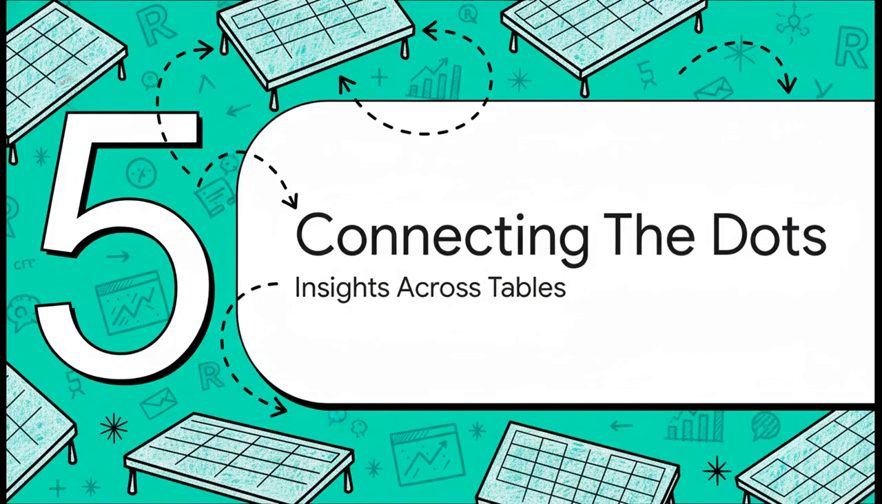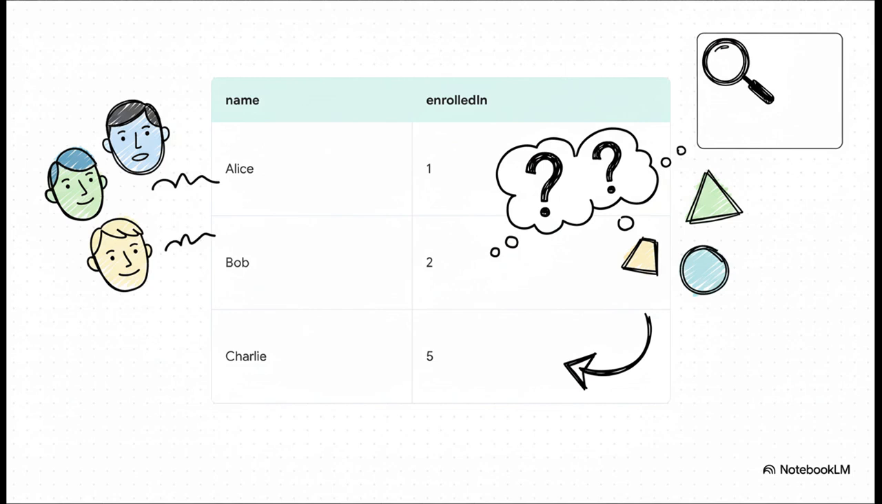Now, this is where things get really, really cool. A lot of the time, the answer to your most important question isn't just sitting in a single table. It's actually hiding in the connection between different tables. This is the whole idea behind working with what we call relational data. So let's imagine we have this first table. It tells us student names and then gives us an ID number for the class they're in. We see Alice is in class 1, Bob's in class 2.